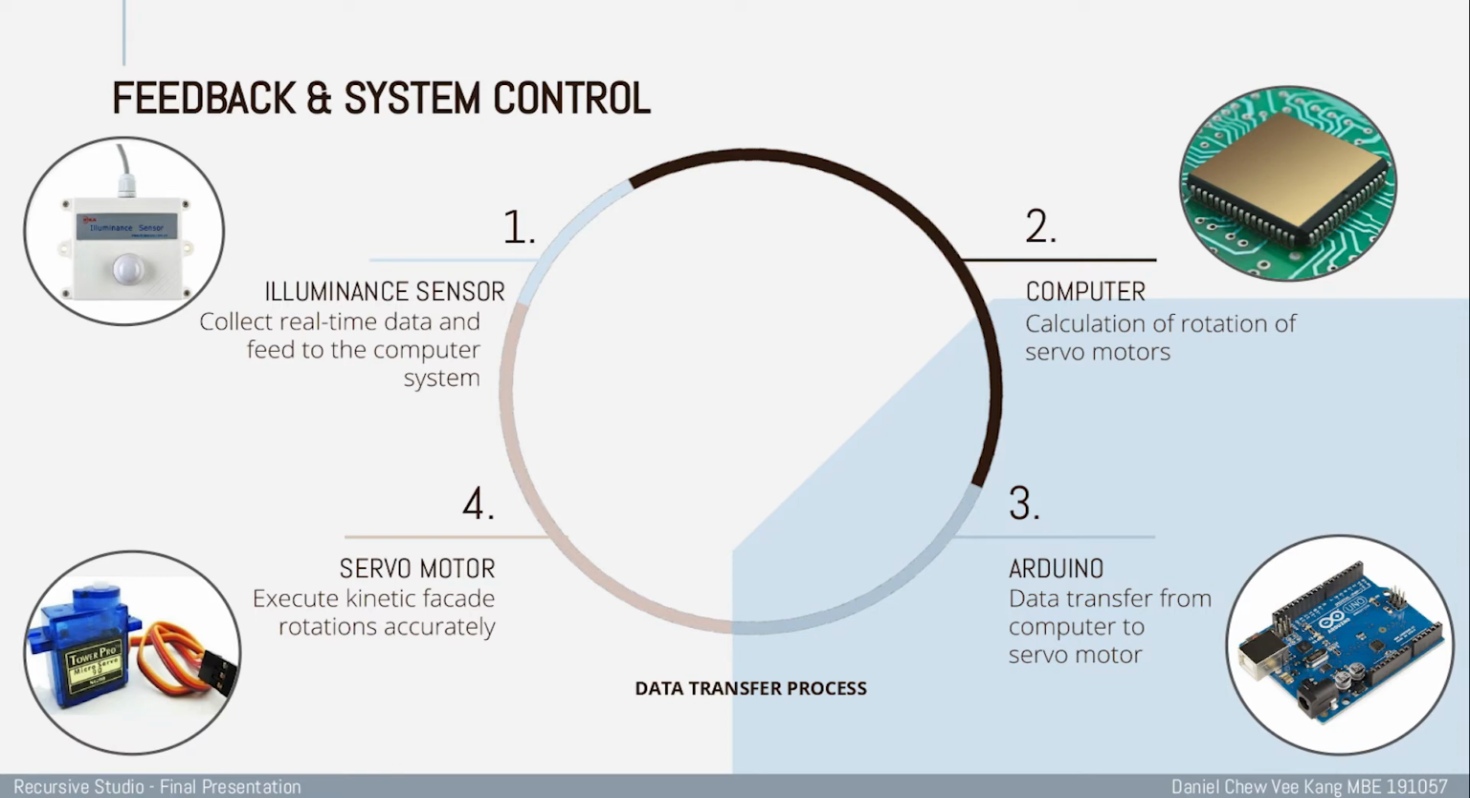The automated kinetic facade will consist of 4 components. The first is the illuminance sensor, which collects real-time data and feeds it to the computer system. The computer then calculates the amount of rotation for the servo motors. It sends this data to the Arduino that sends power to the servo motor to execute the kinetic facade rotations accurately.